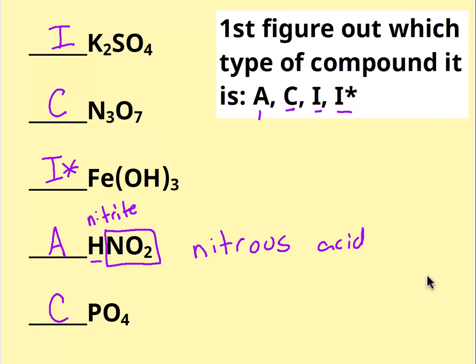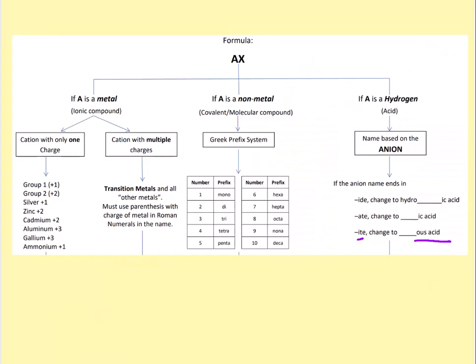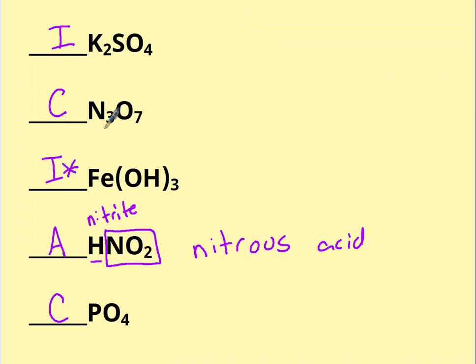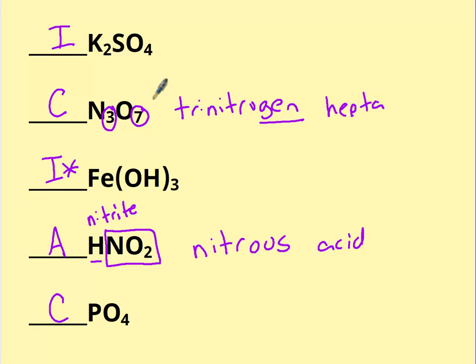Then I'm going to go and do my covalent ones. If it's covalent, I need to use prefixes. The prefixes indicate the number of each atom present. So for this first one, nitrogen, I have 3 of them. The prefix for 3 was tri, so it's trinitrogen. Notice I didn't change the ending of that first one. And then I have 7. 7 was hepta. So I put hepta, and then oxygen is going to turn into oxide. So that one should get its ending changed to IDE.